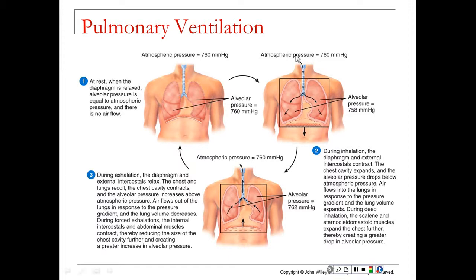Then we get contraction of the diaphragm. When the diaphragm contracts, it flattens. Our rib cage is going to elevate, so ultimately this entire volume is going to increase. That's going to decrease the pressure, and that's going to force air into the lungs.